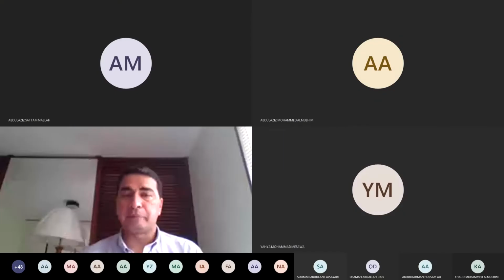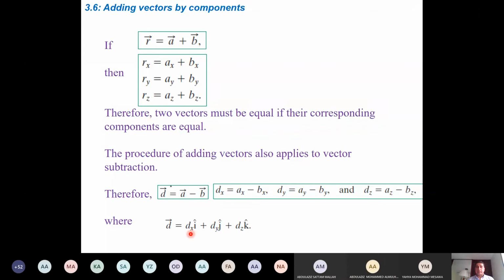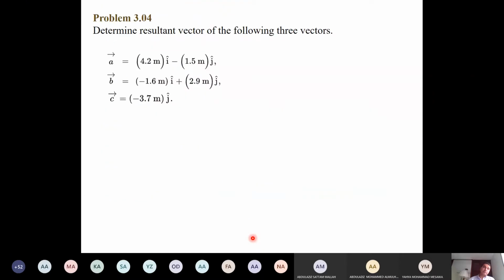z component. But the total representation for any vector, as I mentioned before, is like axi + ayj + azk. ax, ay, az are components along those particular axes, and i, j, and k are unit vectors along those directions. Let's do this problem, and I think this will clarify what I said about that.